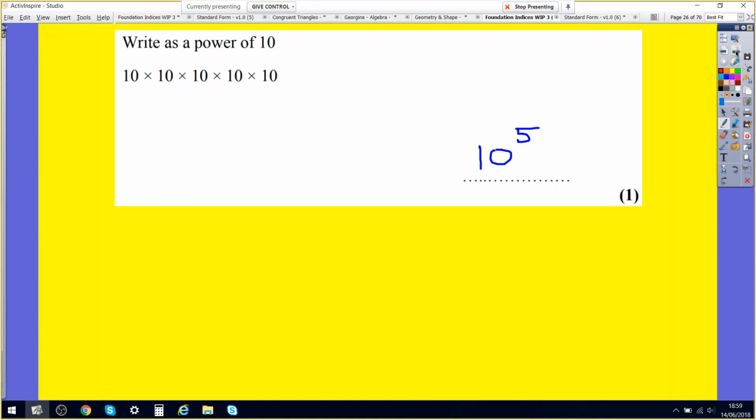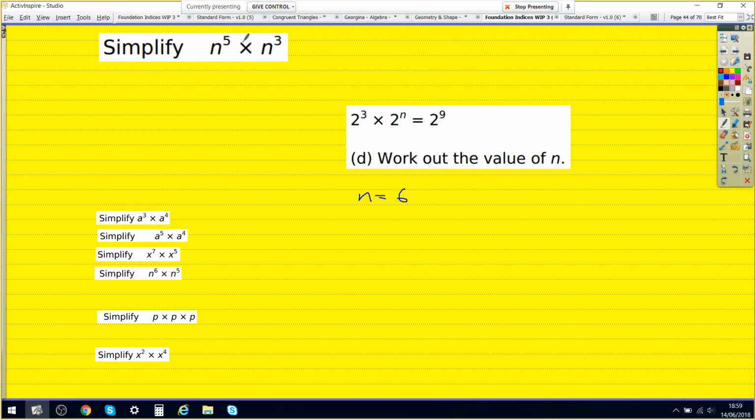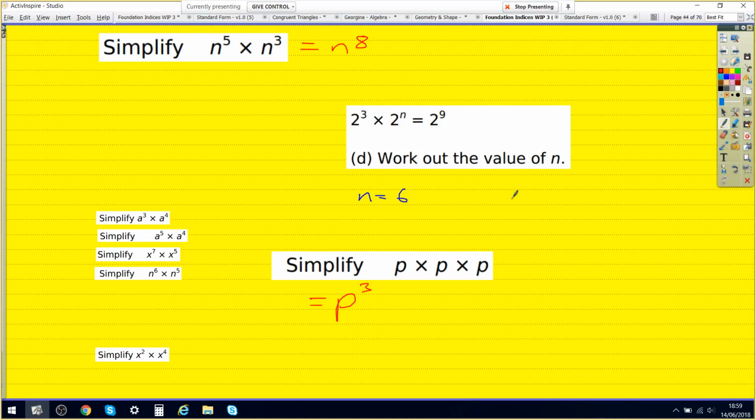And let me skip to one we didn't do. Oh, we did all of these, did we? No, I don't think we did. Surely I left some. Yes. What is this one up here? N8. Yeah. And what is this one here? P to the power 3. That's it. And if you think about it, that's P to the 1, P to the 1, P to the 1, 1 plus 1 plus 1. 3. And I left this one.